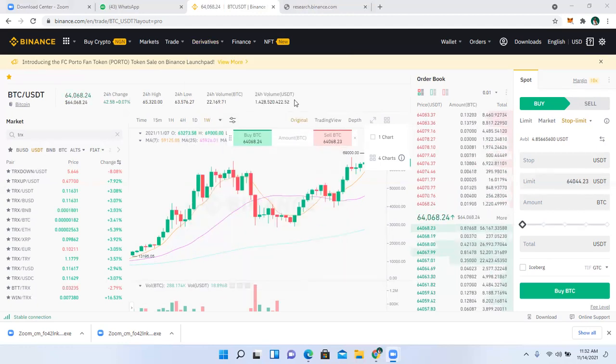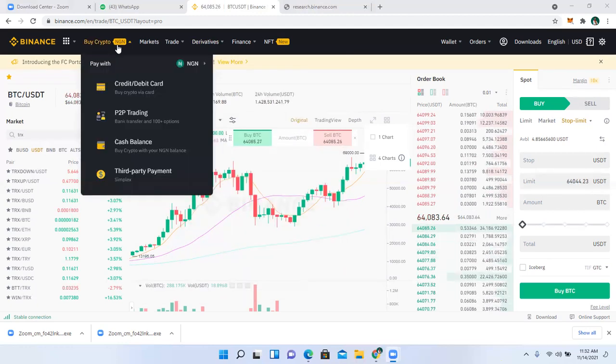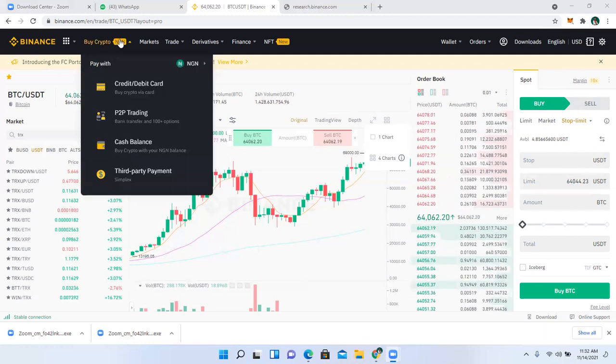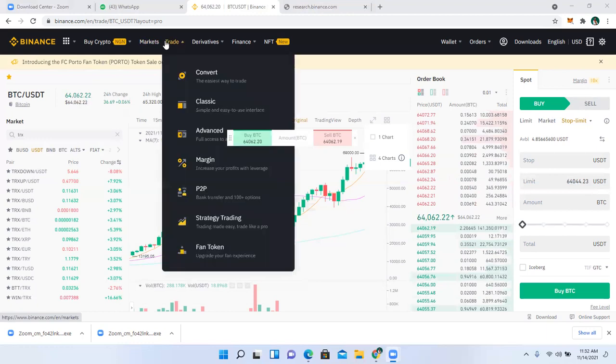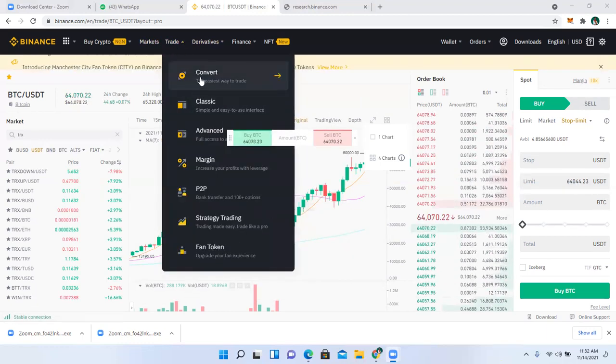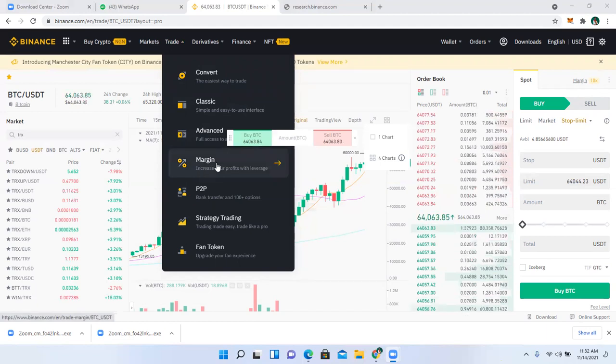Binance is a large ecosystem. Before, it used to be just to trade and buy cryptocurrency, but now Binance is much bigger than that. You can do a lot more that's involved in an ecosystem of its own. So you can do a lot of stuff now on Binance, right? So I've explained buy crypto, I've explained markets, I've explained trades, convert, advanced, margin, futures.